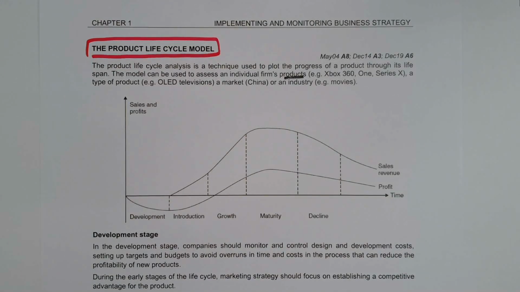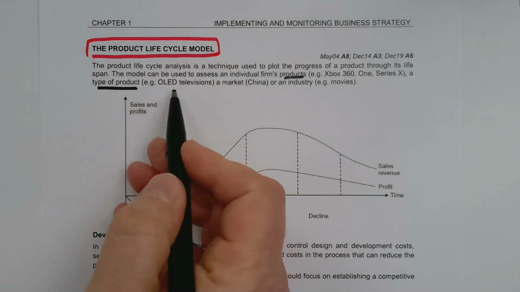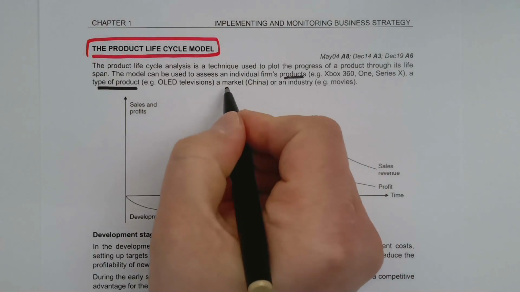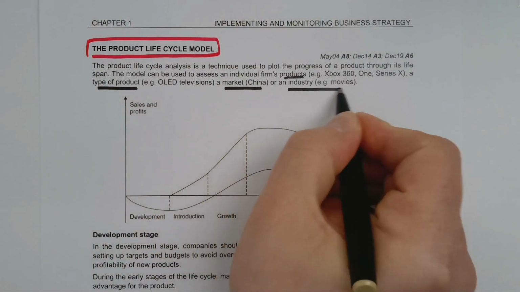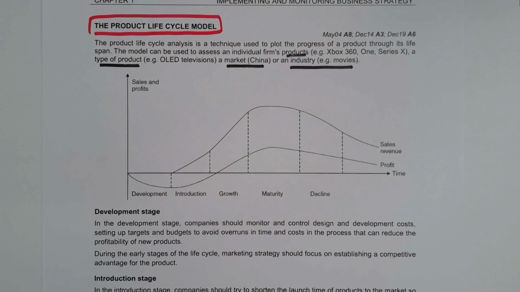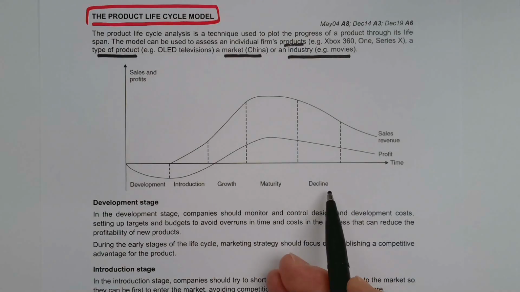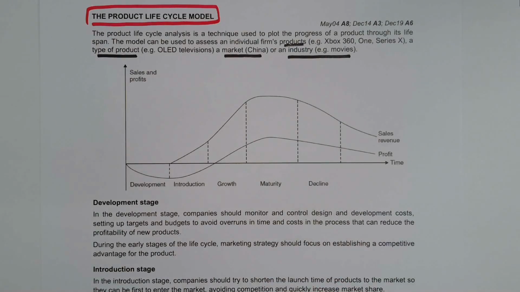Be aware this model can also be used to look at the life of types of products, for instance, OLED televisions. You can use it for markets. You can also use it for whole industries as well. And what this one says is that all products, markets, and industries go through 1, 2, 3, 4, 5 different stages. So first of all, we have what's known as a development stage.